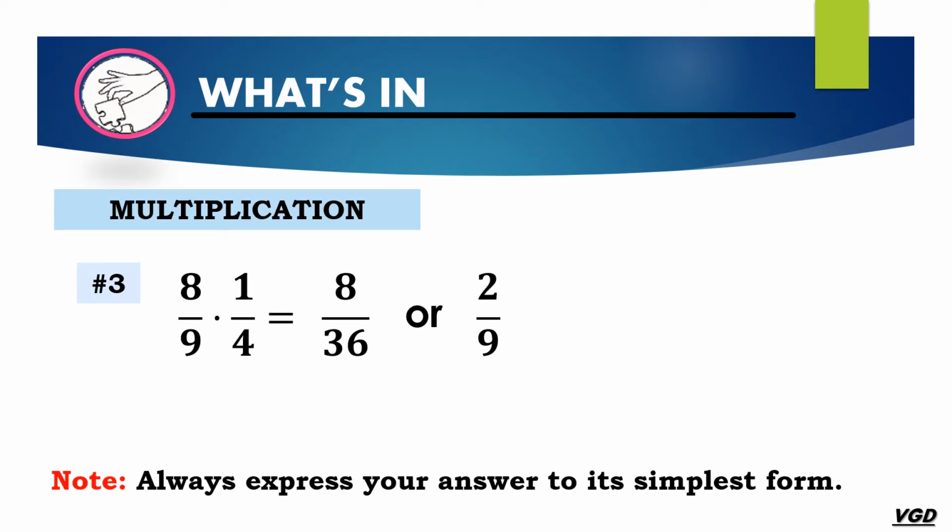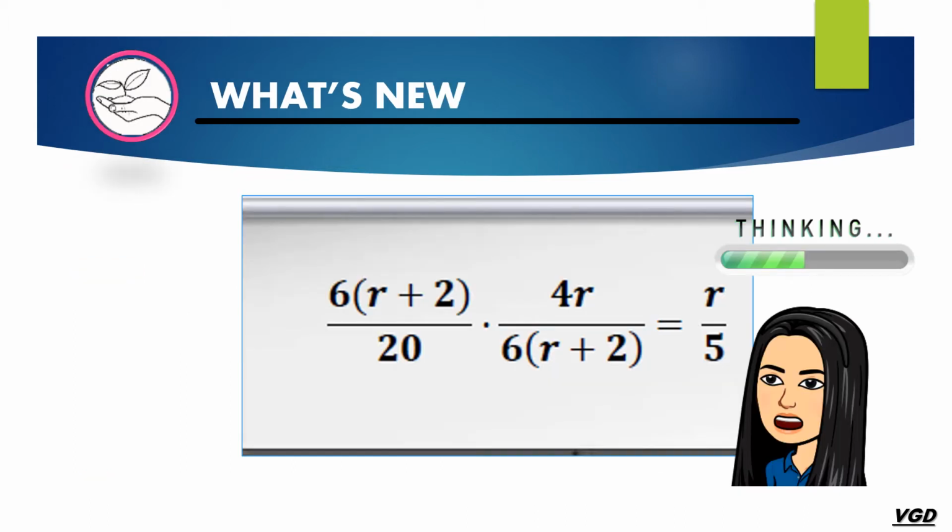You were already able to recall your knowledge in multiplying fractions. But how about if you are given a fraction with variables? How are you going to answer it? What's new? Let's take this example: 6 times the quantity r plus 2 over 20 times 4r over 6 times the quantity r plus 2. The answer is r over 5. But how did we get this answer? Let's find out on the next page.